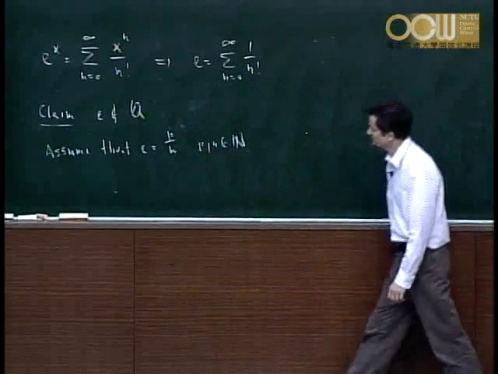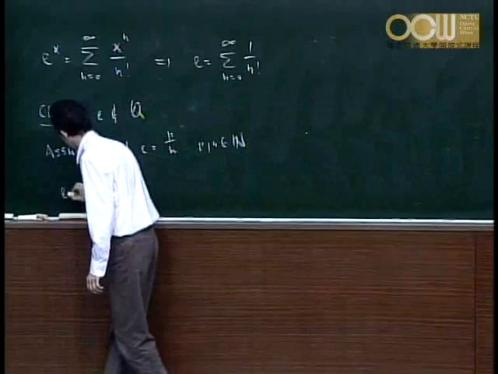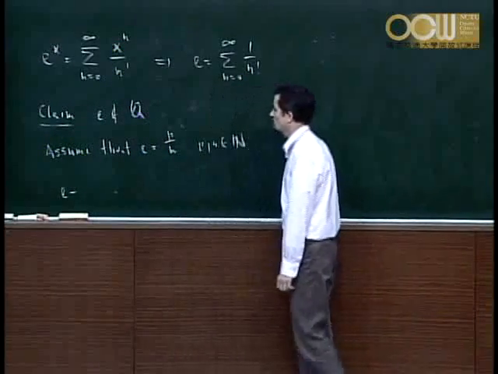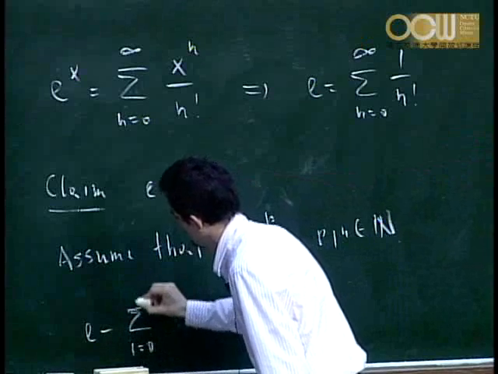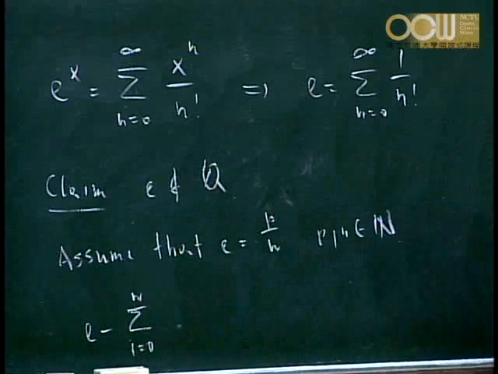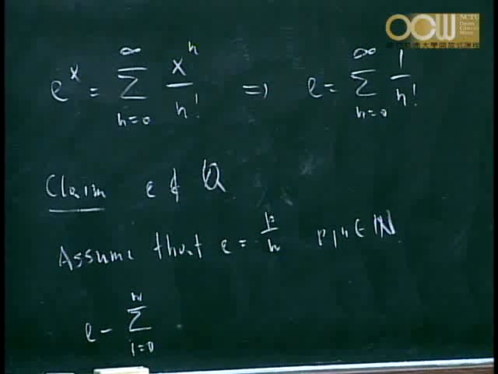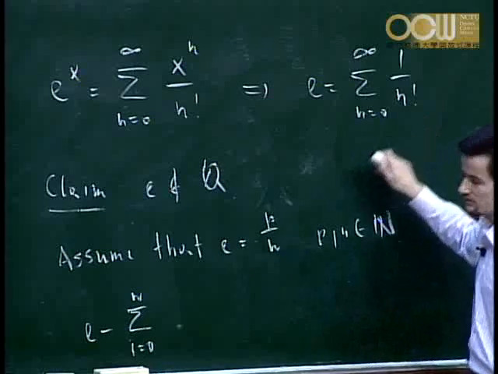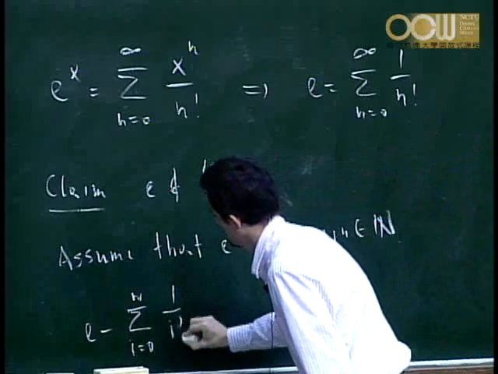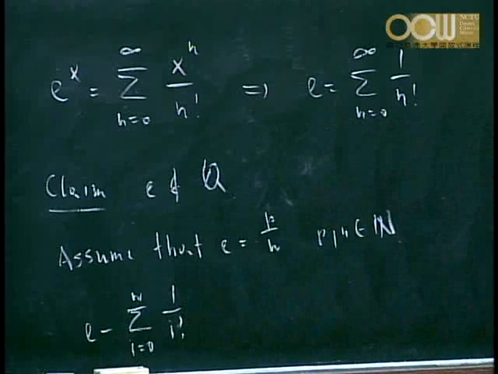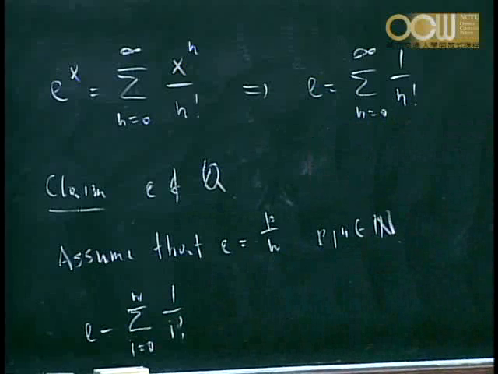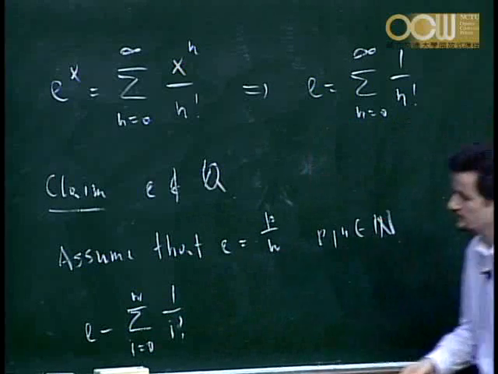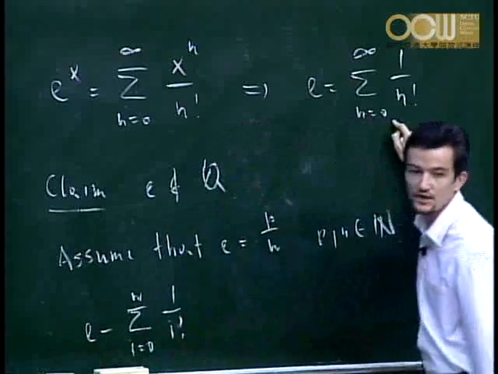Now what you do is, okay, so this means that E minus, so what you do is you subtract the first n plus 1 terms of this series here. So this is the trick. So note that this n and this n is the same here.